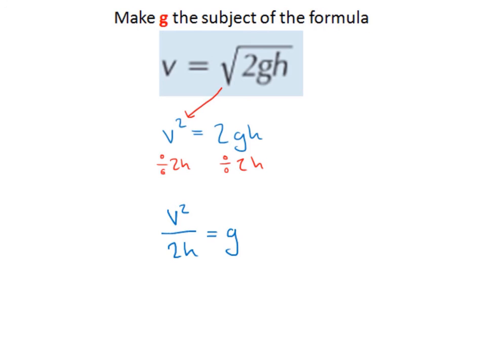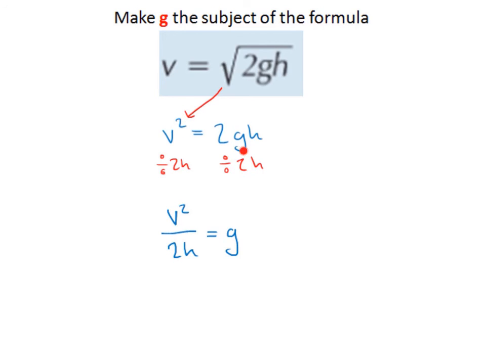Make G the subject of the formula. V is equal to root 2GH. So I want to get that G all on its own. The first thing I need to do is get rid of the big root. And when that comes over the equal sign, it becomes squared. So I get V squared is equal to 2GH. So the root is gone over the other side and it's become squared.